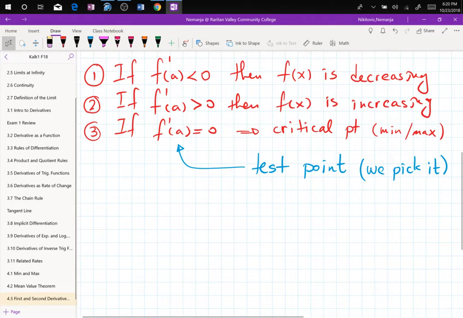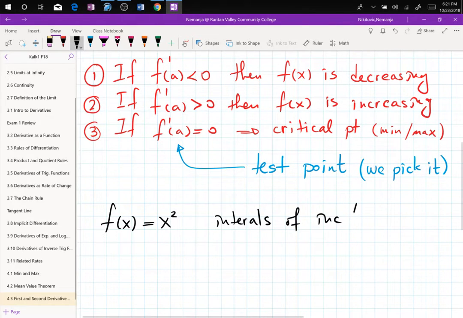This is all we need to know. Let's test this on the simplest possible function we can think of. That is a curve, x squared. And then we'll do spicier examples. So here's my f of x equal to x squared. I want to know the intervals of increase and decrease. Now, when I say interval, that means from x1 to x2 on the x-axis.